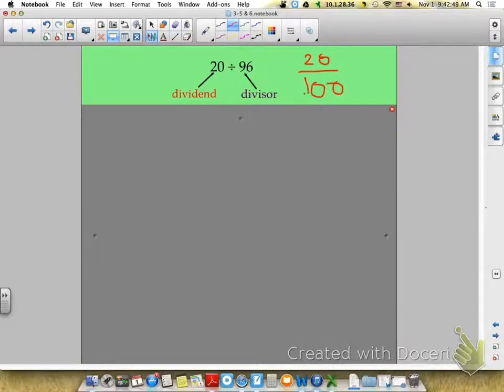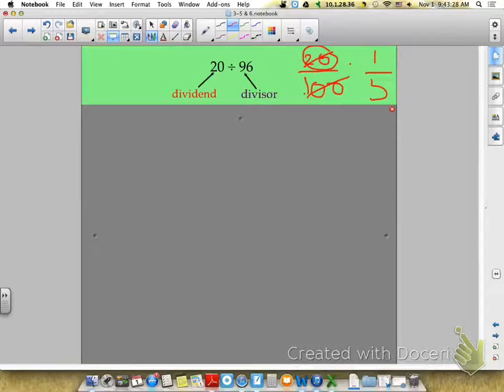Now, the moment you see 20 divided by 100, what are you thinking? Hugo? 20 divided by 100. 100 divided by 20 is 5. What is 20 divided by 100? What number goes into 20 and 100 evenly? 5. So how many 20s do you have in 20? 1. How many 20s do you have in 100? 5.